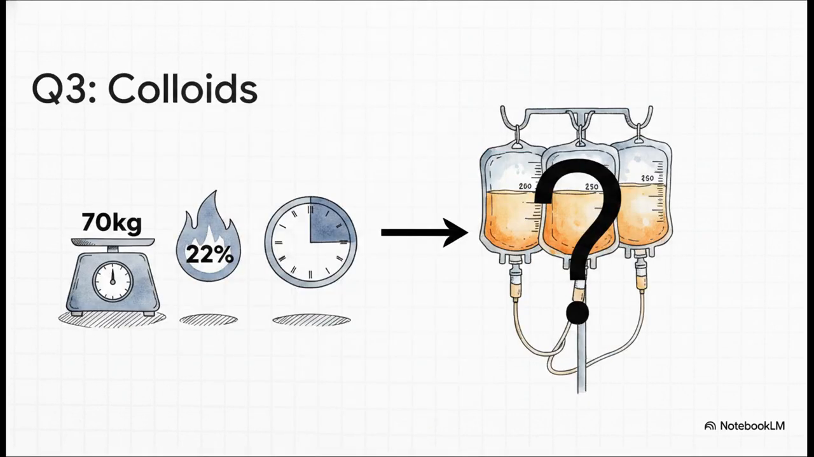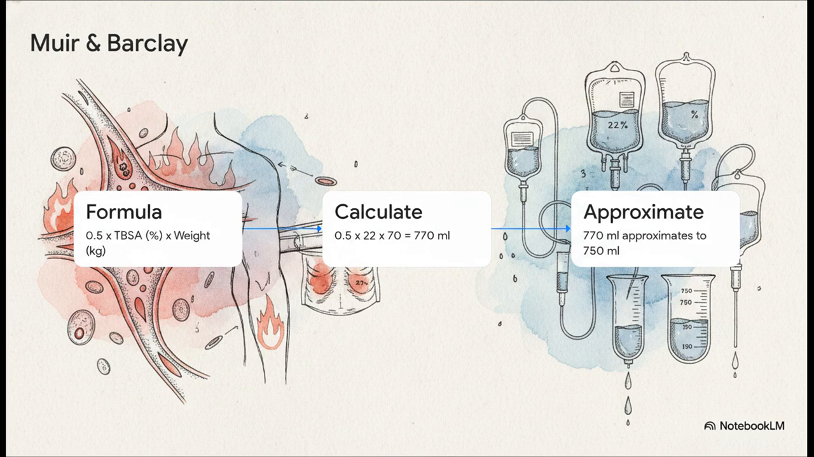Speaking of massive fluid shifts, let's do some math on the fly. A 34-year-old male has 22% TBSA burns and weighs 70 kilograms. What exact volume of colloids should be given in the very first 4 hours? If you calculated E, 750 milliliters, you are spot on.